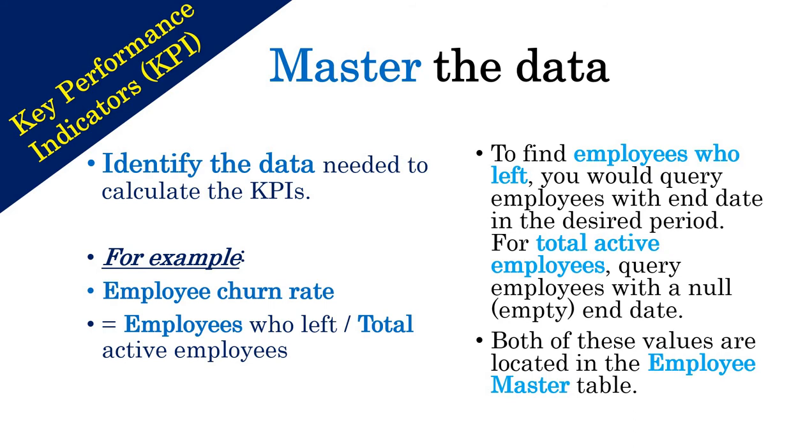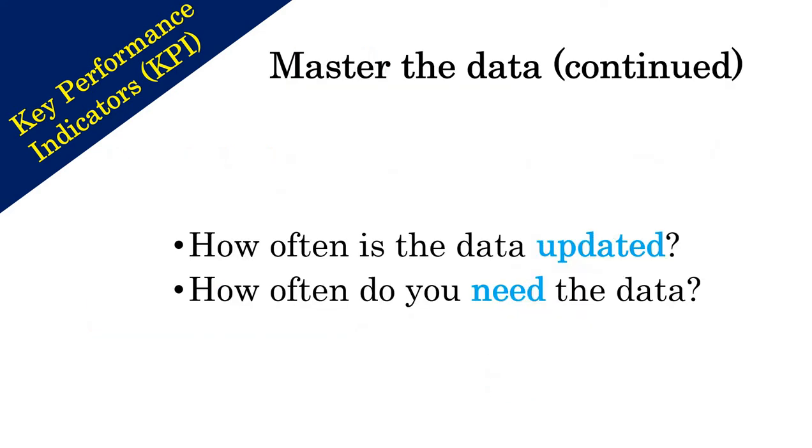And master the data, the first one. Identify the data needed to calculate the KPIs. For example, employee churn rate: employees who left divided by total active employees. To find the employees who left, you would query employees with an end date in the desired period. For total active employees, query employees with a null end date. Both of these values are located in the employee master table. And how often is the data updated? This is a crucial question. And how often do you need the data?